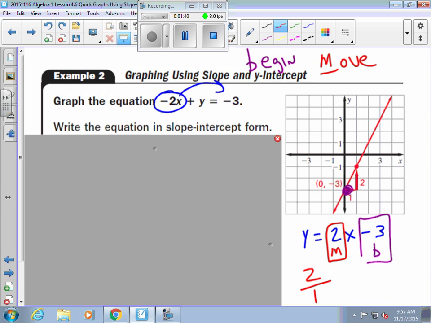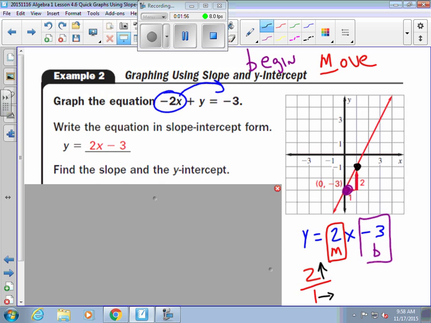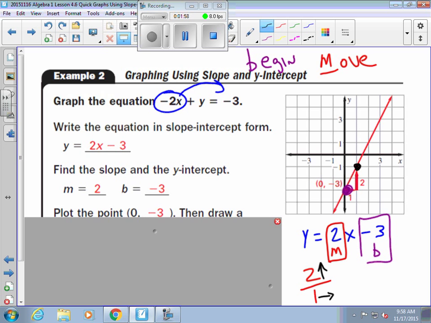Since it's positive, it tells you to go up 2, and since it's positive, it tells you to go to the right once. So from that point we started at negative 3 where we began, we go up twice and to the right once, and we put our second point, which allows us to graph straight through it. So y equals 2x minus 3. You can see your m and you can see your b.